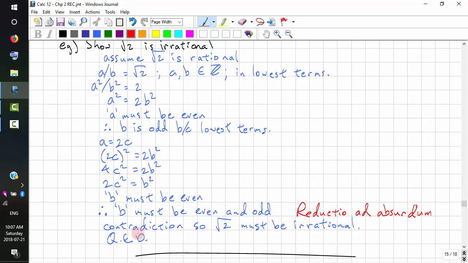So this is a contradiction, so square root 2 must be irrational. We say the opposite of what we assumed. And we say QED, quod erat demonstrandum. I haven't spelt this out before. Quod erat demonstrandum.